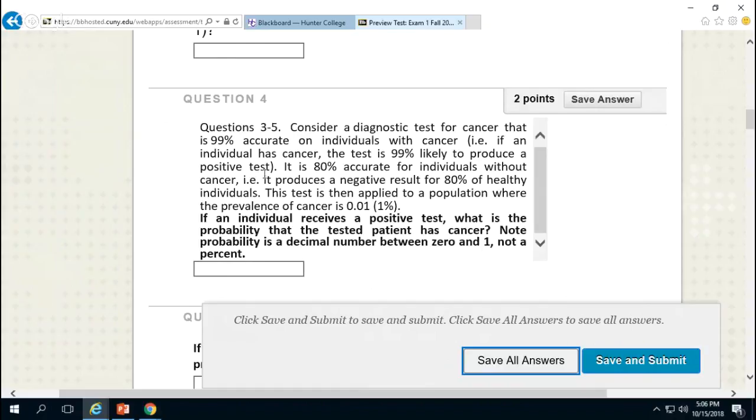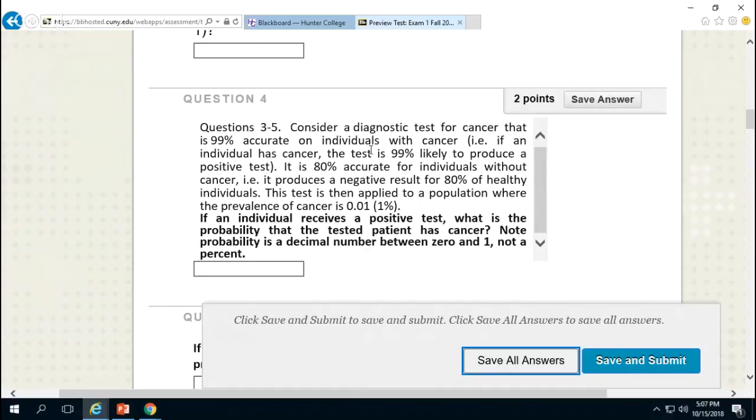Sensitivity. So if this is then applied to a population where the prevalence of cancer is 1%, what is the positive predictive value? So this was pretty much straight out of some of the questions in the assignments and the lectures, but it is a little bit tricky. You have to apply Bayes' theorem.